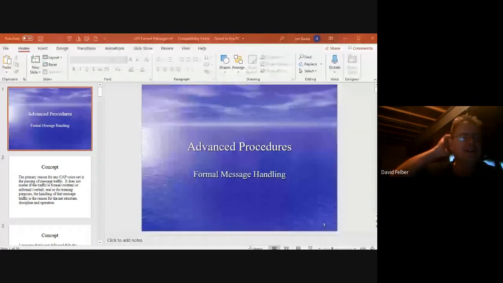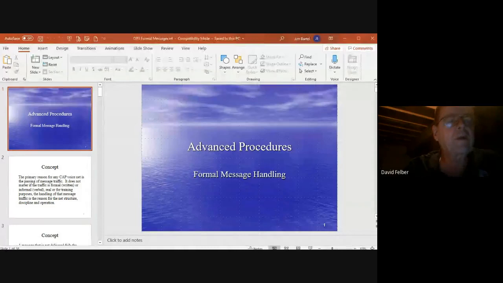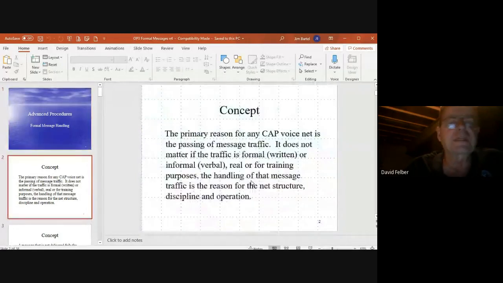Let's get started. We're going to talk about message handling. So, the primary reason for any CAP net is the passing of message traffic. Doesn't matter if it's formal written traffic or informal verbal, whether it's real or for training purposes. The handling of that message is the reason for our net structure, discipline, operation. That's why we have radios on our missions.